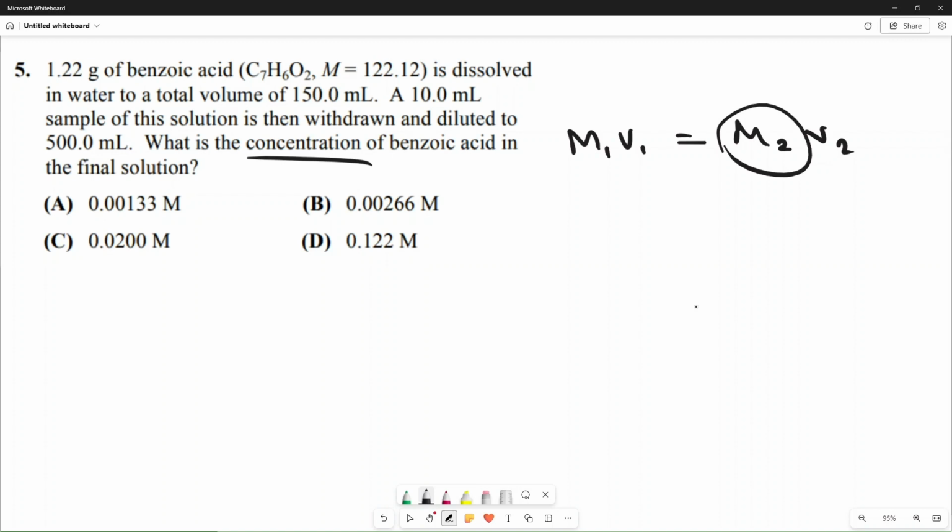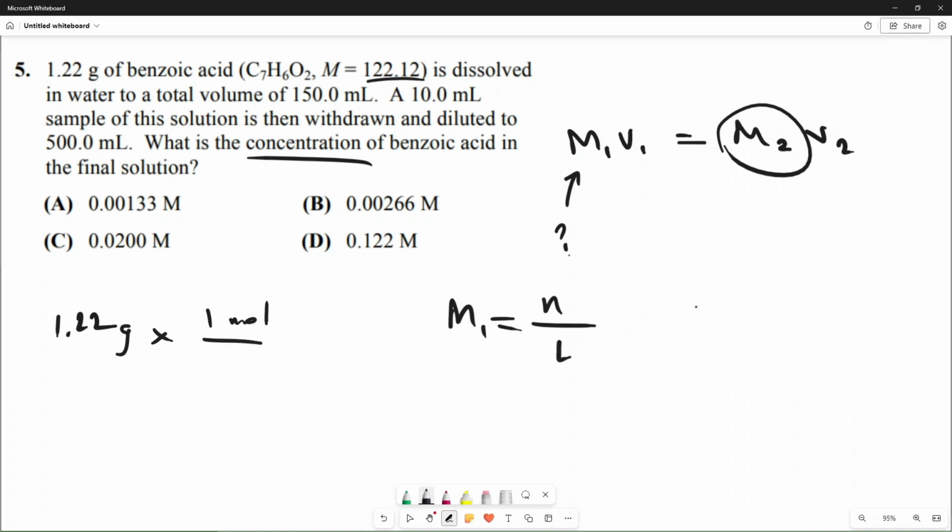But we don't have M1, right? So to solve for that, we can just do this. Moles over liters. We're given grams and we'll take the volume in milliliters, so we can just convert that. So 1.22 grams of benzoic acid. The molar mass is 122.12. 1 mole, 122 grams.